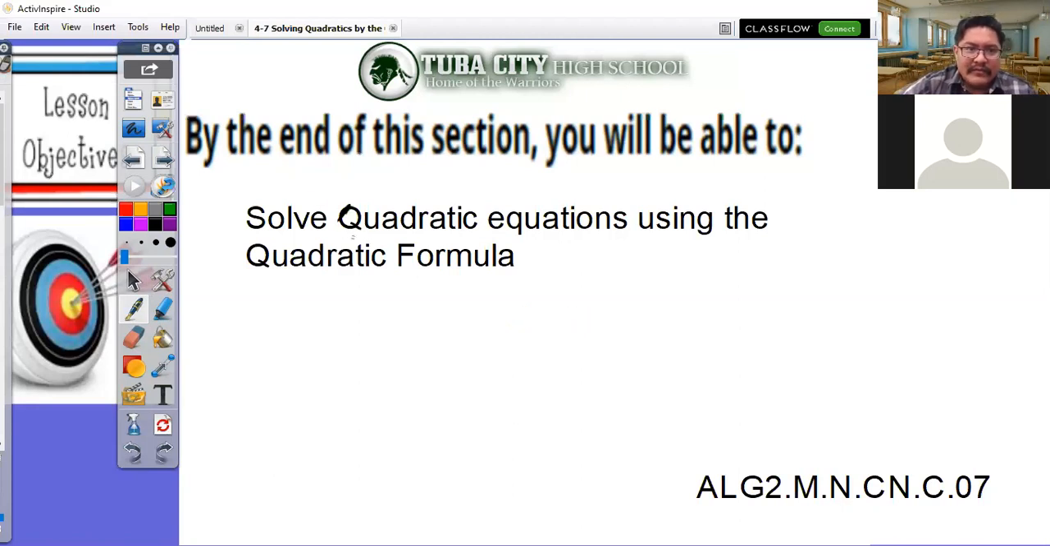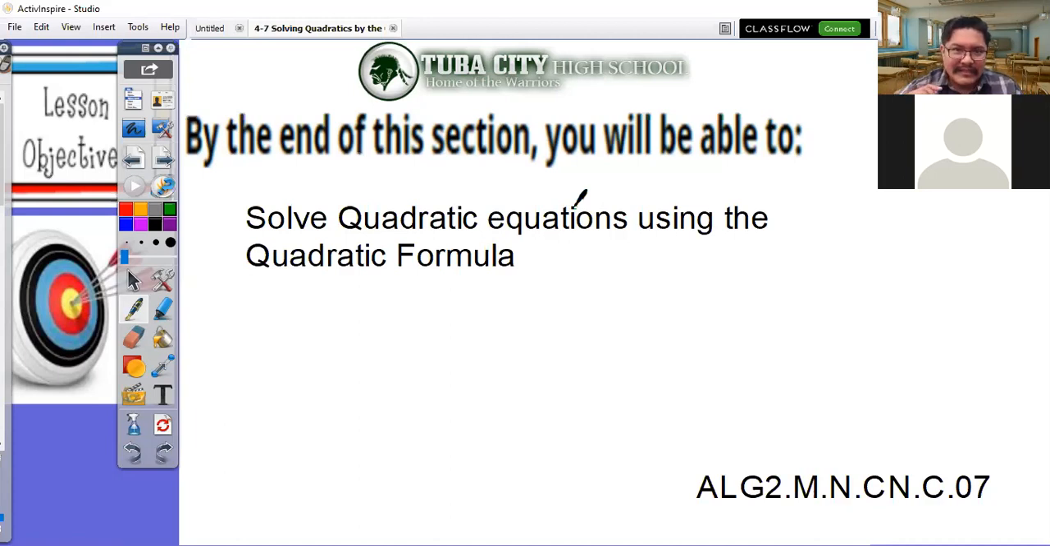All right, so what we have going on today: solve quadratic equations by using the quadratic formula. We've covered a lot of different ways that we could solve quadratic equations. We have completed the square. We solved by taking the square root of both sides. We have solved by factoring and by graphing.